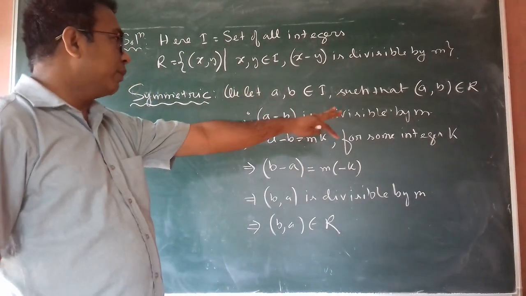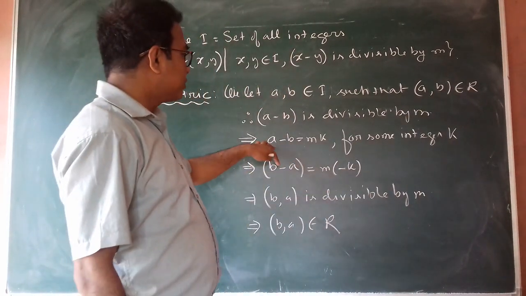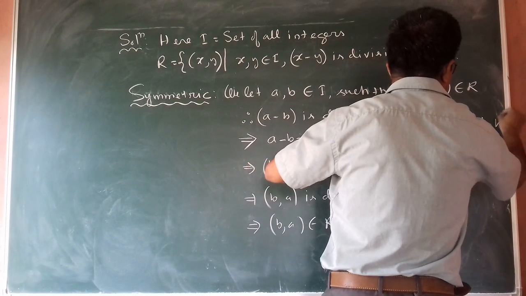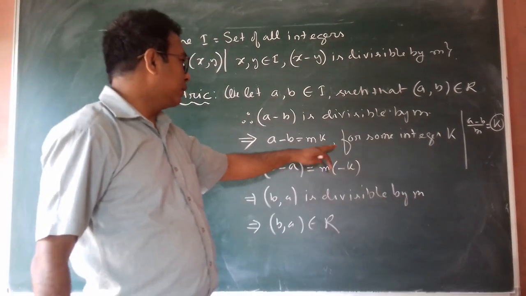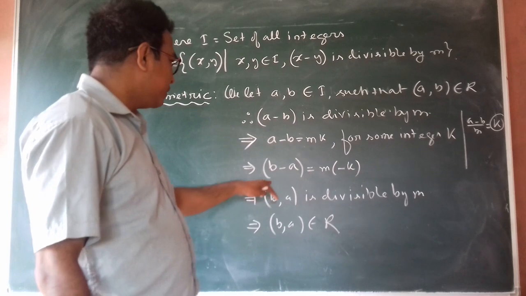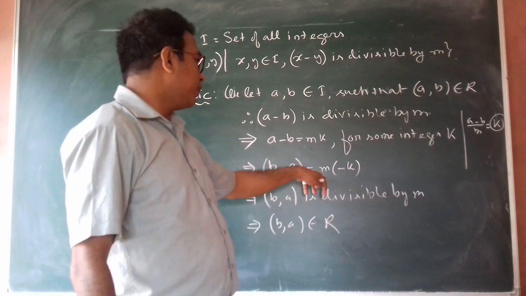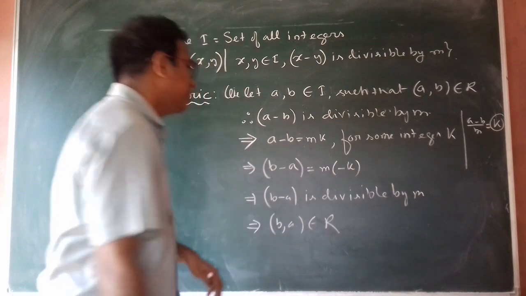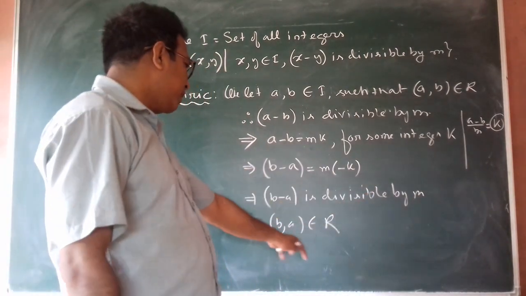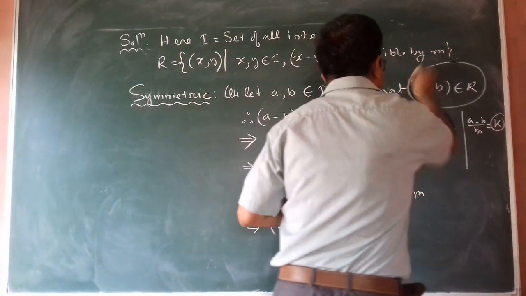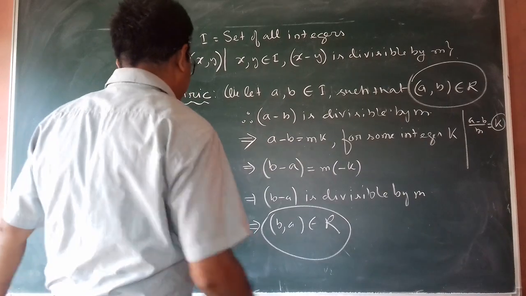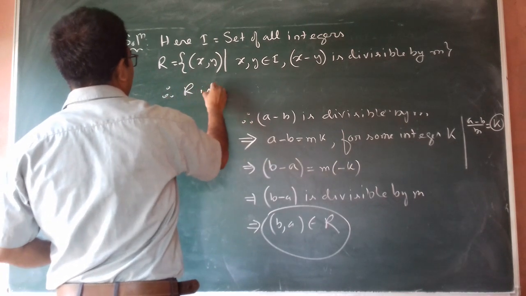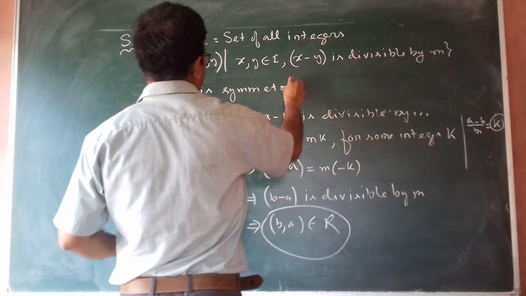Here we take a minus b is divisible by m, as (a, b) belongs to R. So a minus b will be equal to mk, because a minus b divided by m gives some integer k. So a minus b is equal to mk for some integer k. If we multiply both sides by minus 1, then we get b minus a equal to m into minus k. So this shows that b minus a is divisible by m. As b minus a is divisible by m, (b, a) belongs to R. So (a, b) belongs to R and (b, a) also belongs to R. So from here we can conclude that R is symmetric.